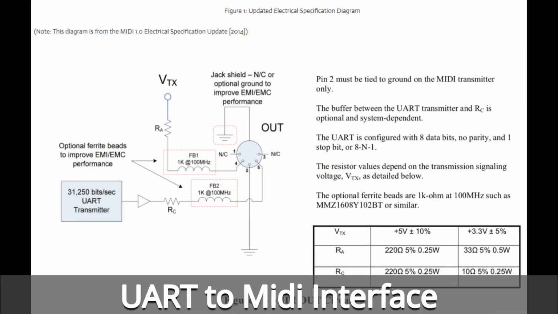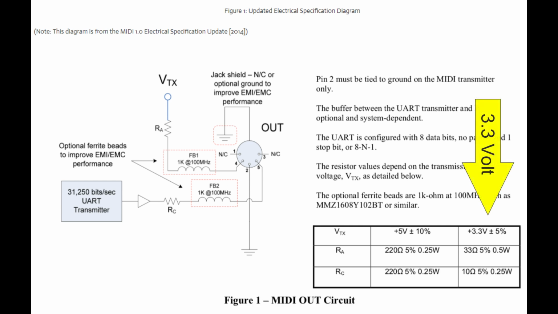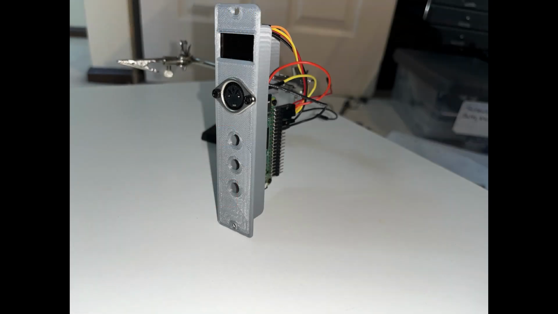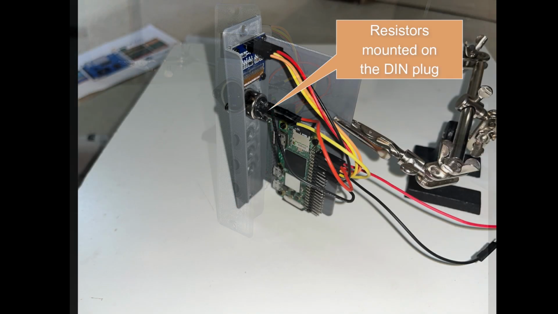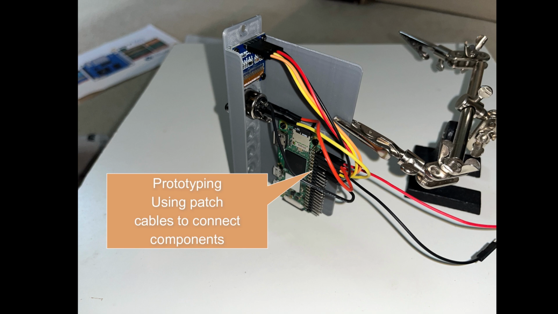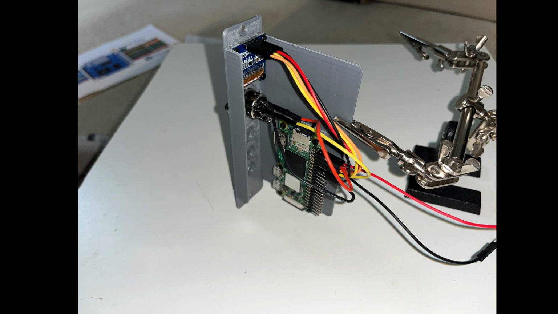And then I had a look at what I needed to do for the electronics. So basically, coming out of the Raspberry Pi is the UART, so I had to have the correct resistors there for 3.3 volts. So I'm using a 33 ohm and a 10 ohm resistor. So this is what the whole thing looked like when I mounted it up. I actually put the resistors against the DIN socket, and then I'm still prototyping, so I'm just using patch cables to connect everything.